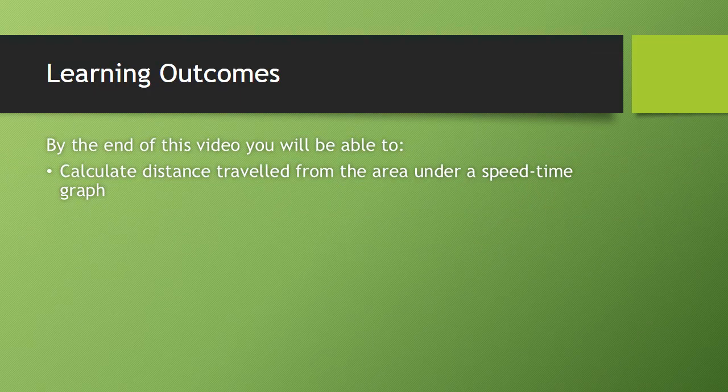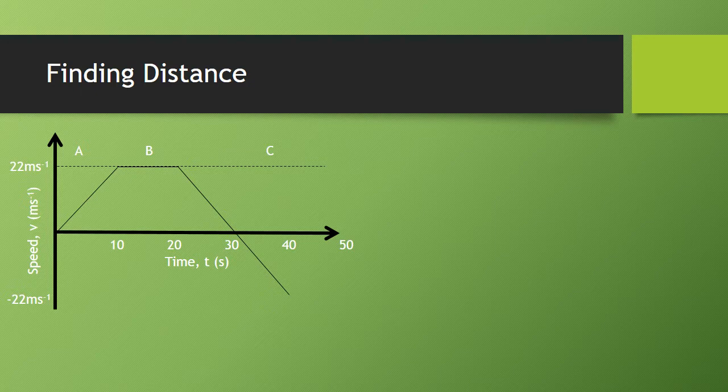In this video we're simply going to focus on how to calculate the distance travelled from the area under a speed time graph. So here's a speed time graph and we're going to try and find the distances of sections A, B and C. To help us do this we're going to use our distance equation and two equations from maths for the area of a rectangle and the area of a triangle.